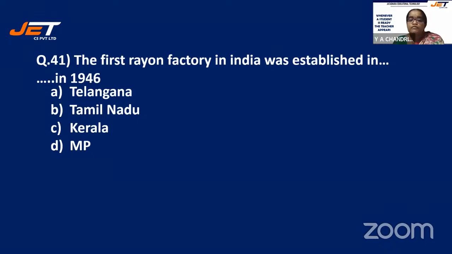Next question. The first rayon factory in India was established in dash in 1946. Telangana, Tamil Nadu, Kerala, MP.